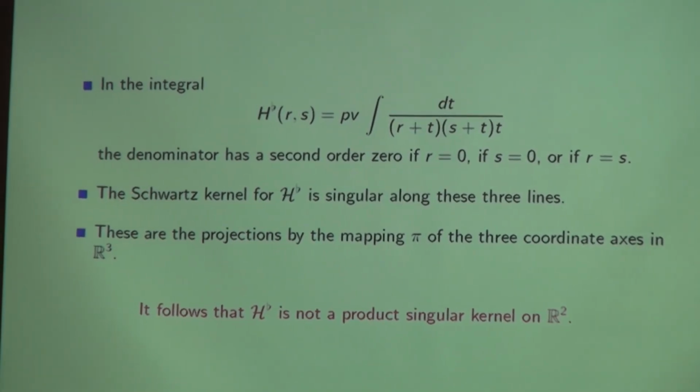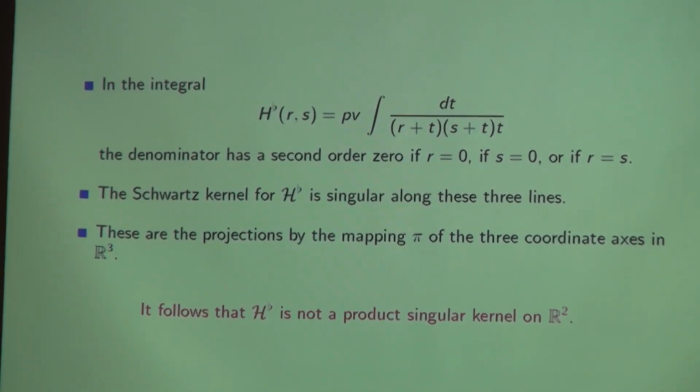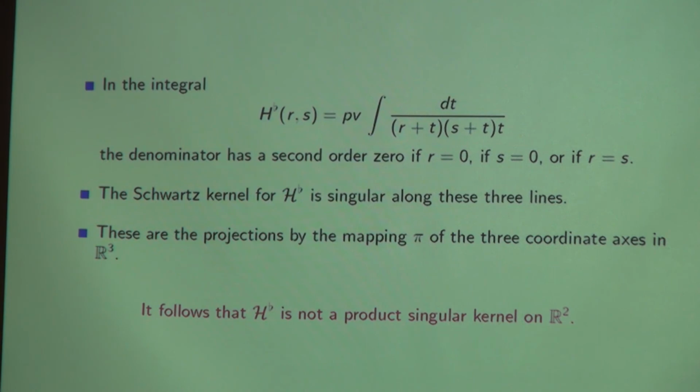So what one notices is that this kernel is a push down to R2 of a triple Hilbert transform. The triple Hilbert transform is the typical example of a product kernel. But when we push it down, we get a kernel which is singular along 3 lines, not 2, and it's not a product kernel. So we have to do something else. Or we don't have to.